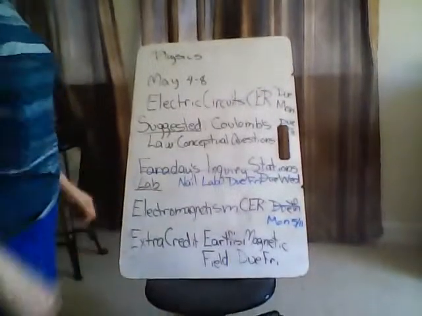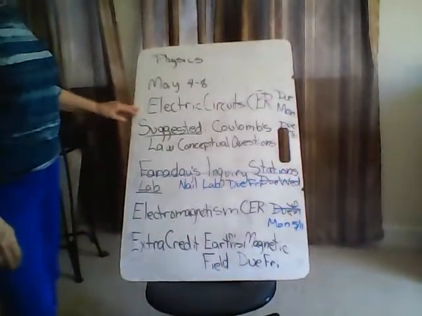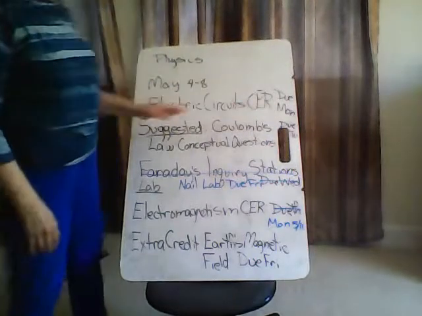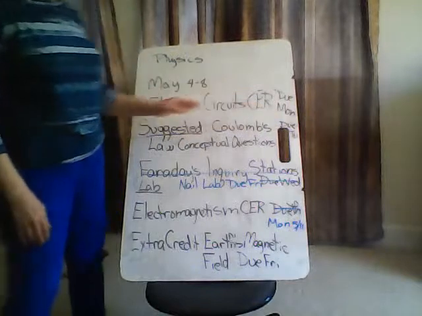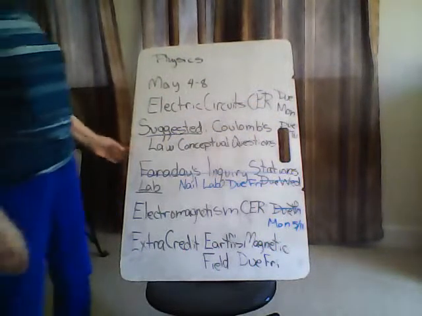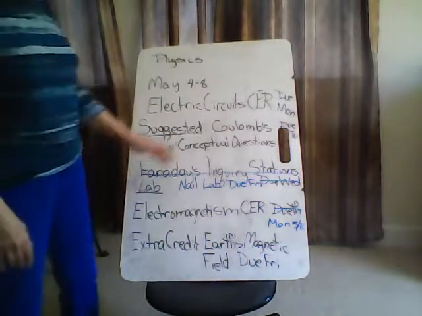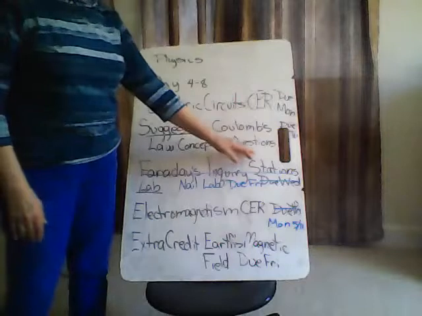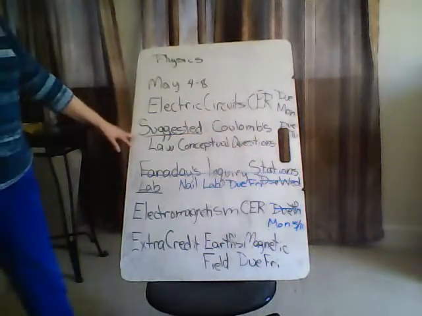Let me go over what's happening this week. I did make a change to the assignments this week. So first we have the CER that was due on Monday. That was on electric circuits, the work that we had done last week. The suggested one, that means it does not count against you if you do not do it. That's Coulomb's law, conceptual questions. That was due on Tuesday.